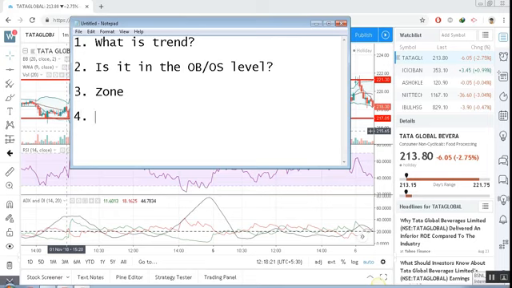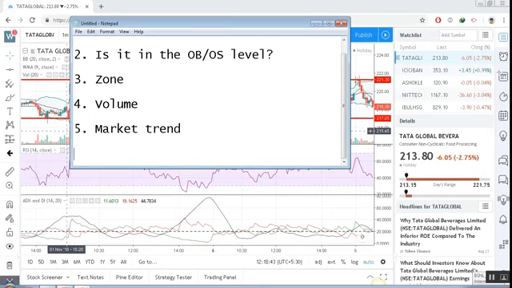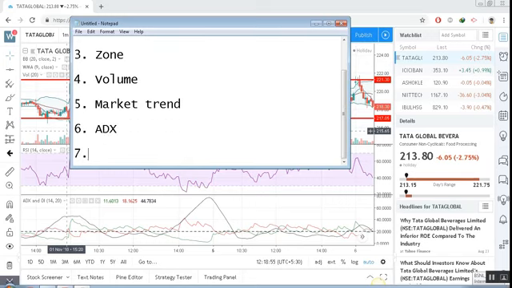Fourth, you're going to check the volume as a clarification, just for confirmation. You're going to check also the market trend. Next, you're also going to check ADX. I will explain. Finally, no matter what sure shot it may appear, you will take only calculated risk and enter into that trade.